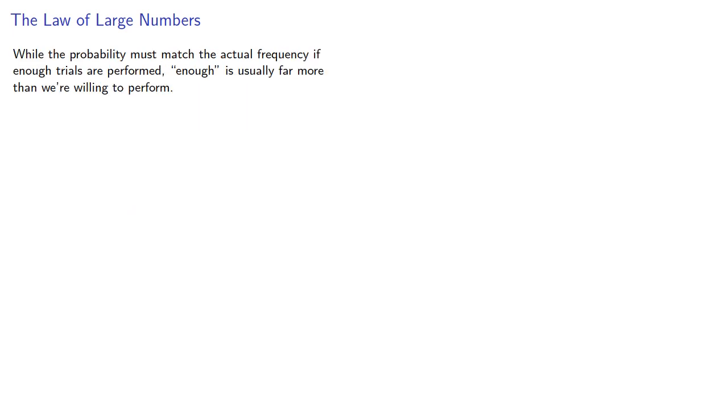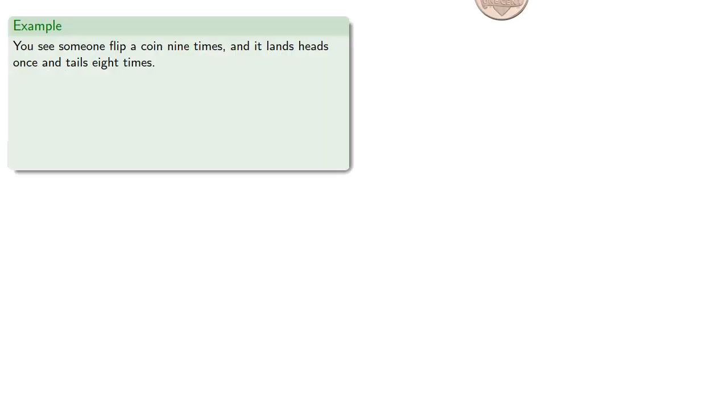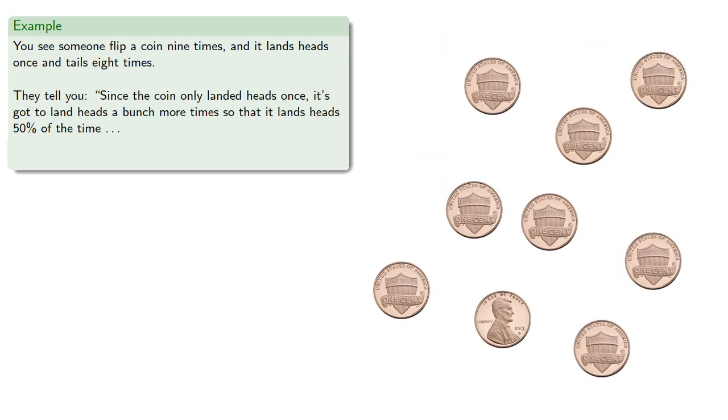While the probability must match the actual frequency if enough trials are performed, enough is usually far more than we're willing to perform. The idea that the probability and the actual frequency have to match if only a few trials are performed is known as gambler's fallacy. So, for example, you see someone flip a coin 9 times and it lands heads once and tails 8 times. And so they tell you, well, since the coin only landed heads once, it's got to land heads a bunch more times to make the probability of landing heads equal to 50%. So, want to bet $20 that the next time it will land heads?